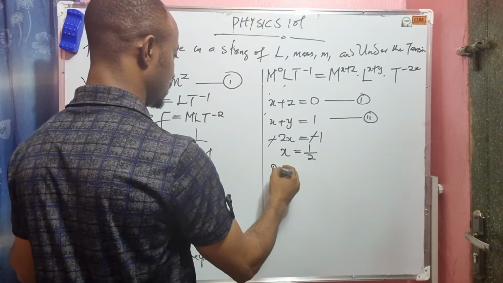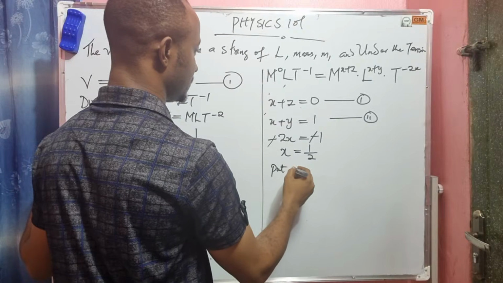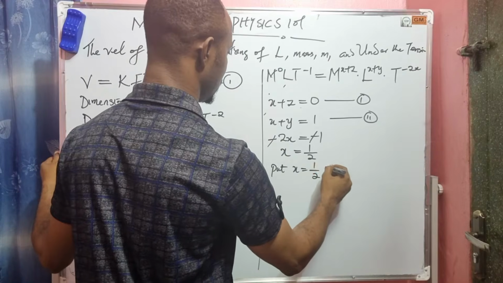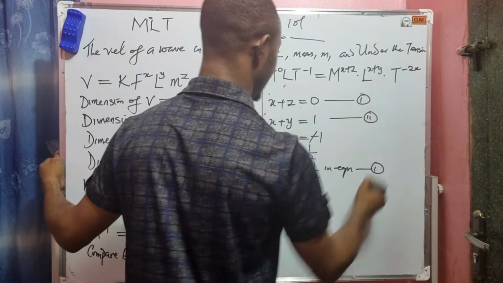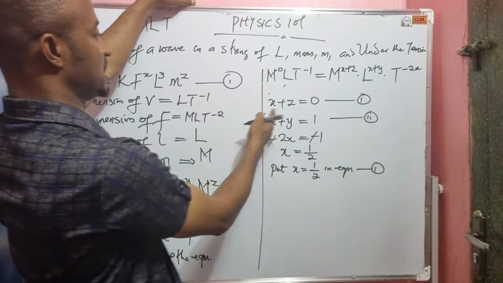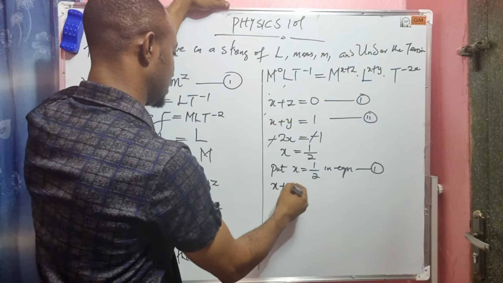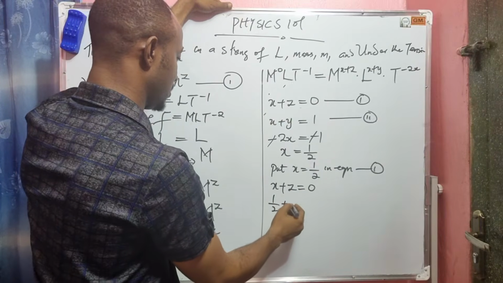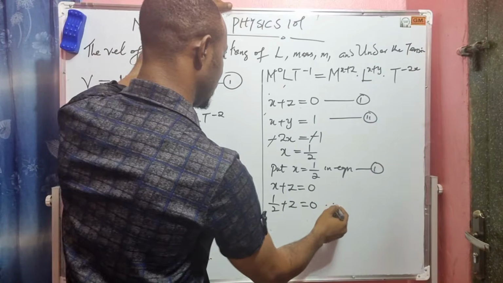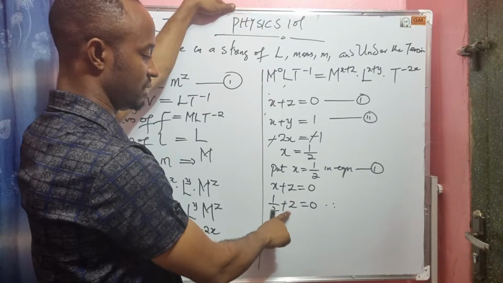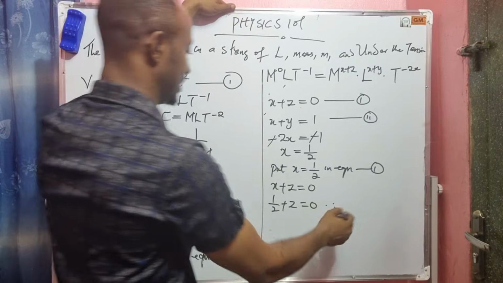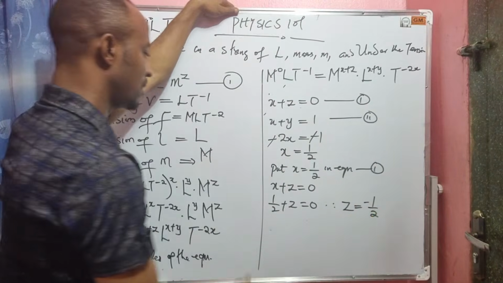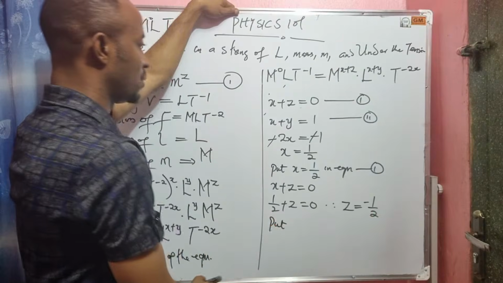Now we can put the value of x. We can put x equals 1 over 2 in equation 1, that says x plus z equals 0. So that means here becomes half plus z equals 0. Therefore, when you move this 1 over 2 to the other side, the value of z becomes minus 1 over 2. Also, we can say we have gotten our z, right?